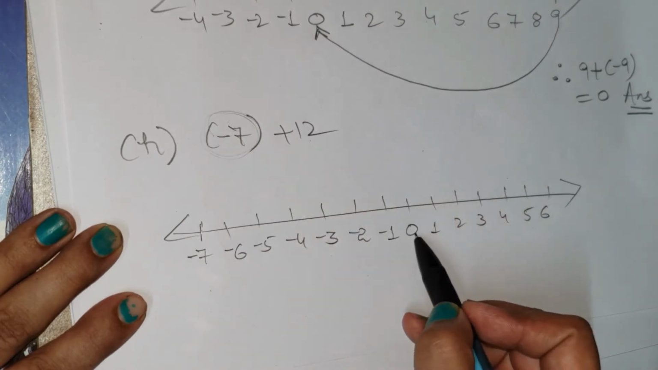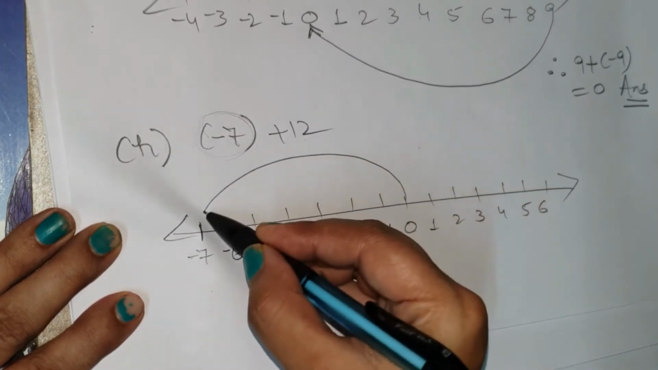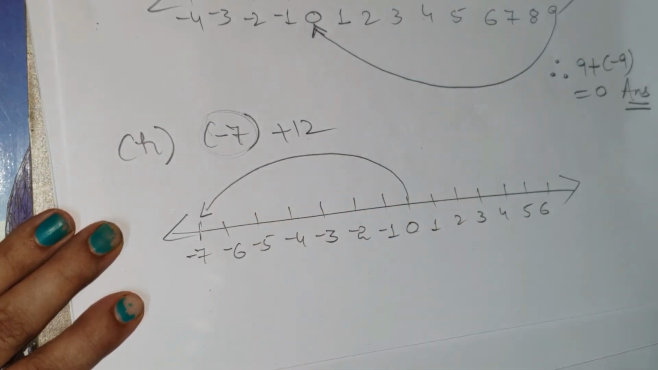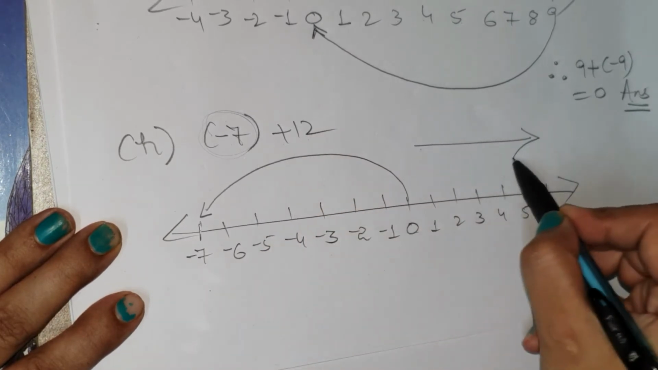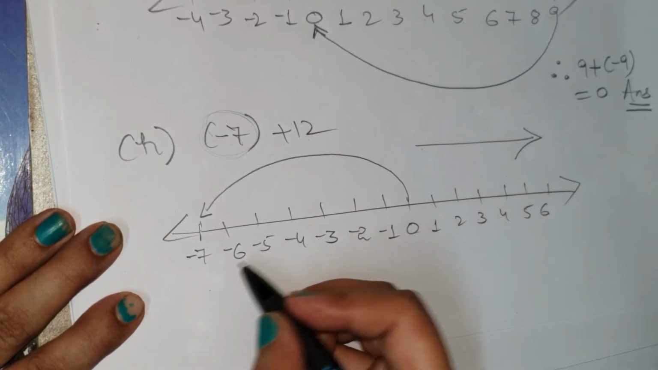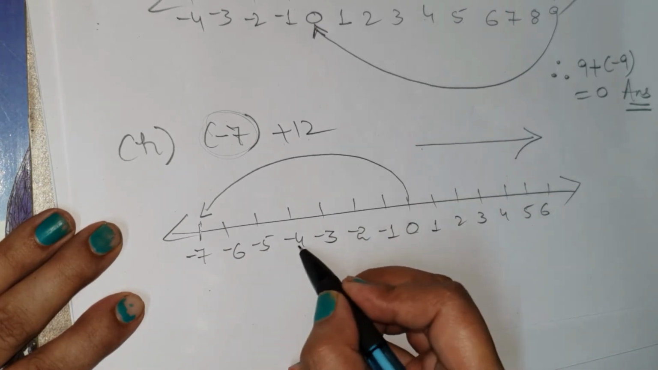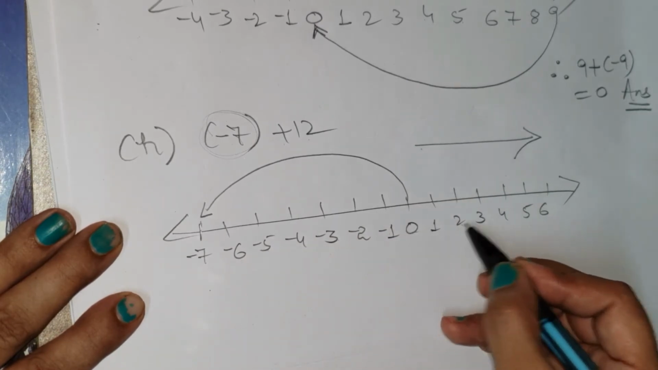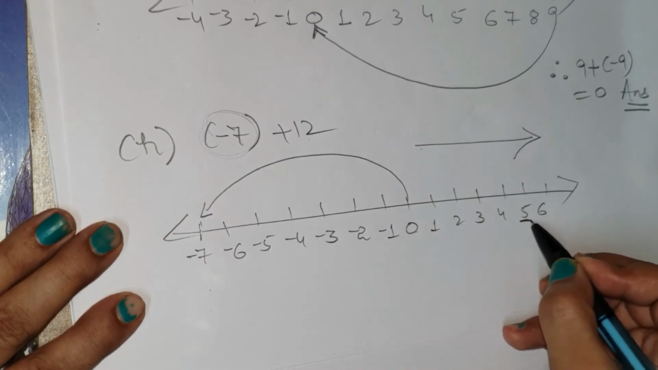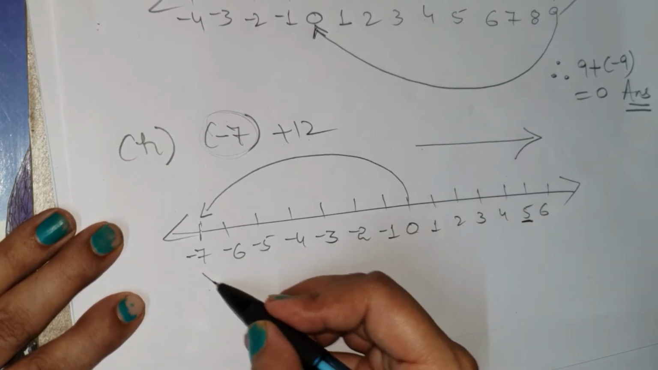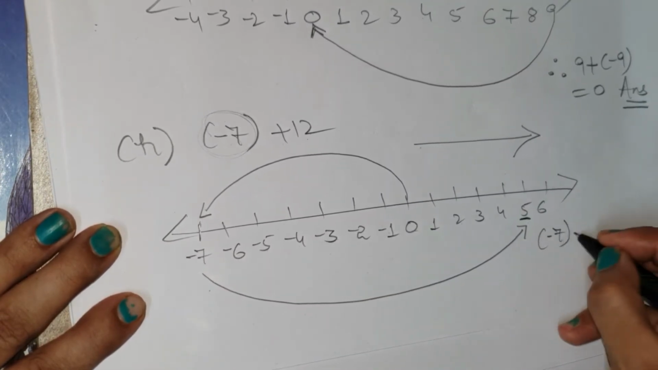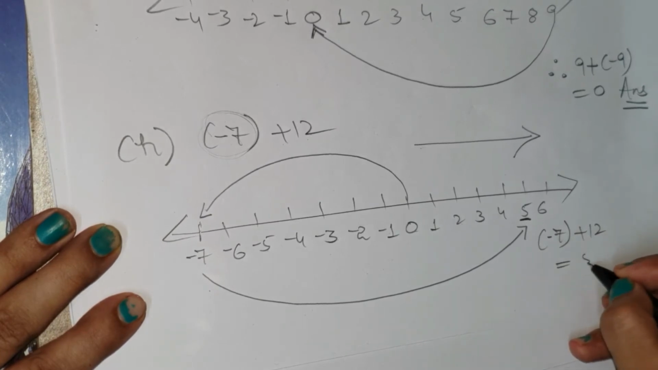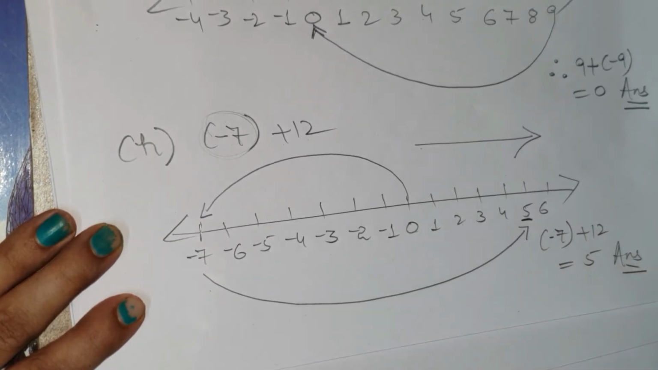Now we have to begin from minus 7. So from 0 we will begin to minus 7. So 0 to minus 7 firstly you will jump and then plus 12. So for plus you will move towards the right hand side. Okay, so count 12 steps towards the right hand side. 1, 2, 3, 4, 5, 6, 7, 8, 9, 10, 11, 12. 12 step means we will reach to number 5. So from minus 7 we will reach to number 5. So your answer will be 5. Minus 7 plus 12 will give you what? It will give you 5 as your answer. Fine students. So that was your H part.